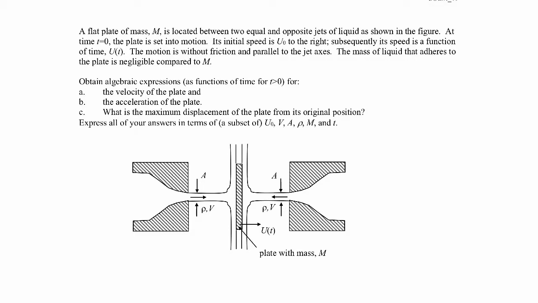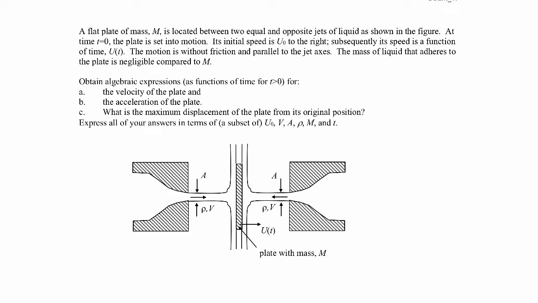In this example, we have a flat plate of mass m located between two equal and opposite jets of liquid. So here's the plate, here's one jet, here's another jet. The jets have some cross-sectional area A, density rho, and a velocity v coming out, and that's the same on the other side. We're told that at time t equals 0, the plate's set into motion, and its initial speed is u naught to the right. So it's initially going off to the right-hand side with the speed of u naught.